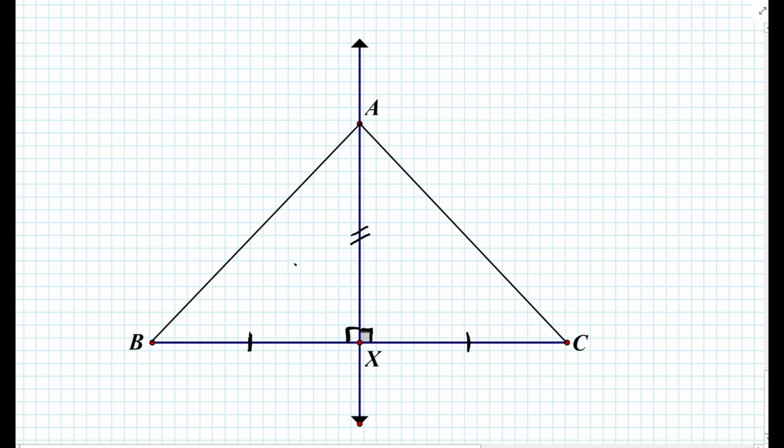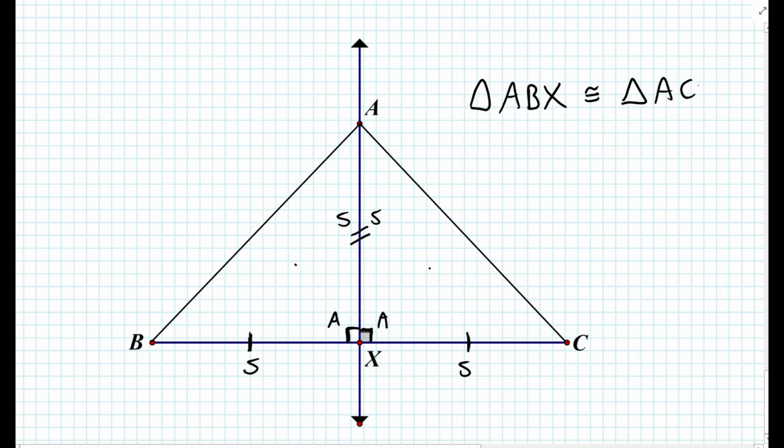So if we look at these two triangles here, we have a side that is congruent to a side of the other triangle, an angle that is congruent to an angle of the other triangle, and another side congruent to a side of this triangle. So in this case, now we know that triangle ABX must be congruent to triangle ACX. And the reason is the SAS postulate.